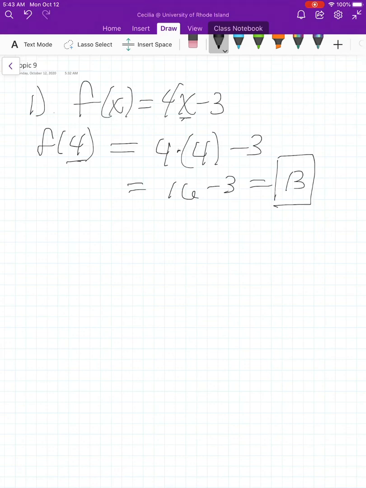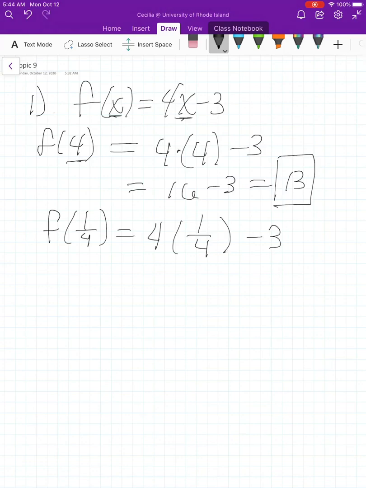The next question is find f of a quarter. So for this, we're just going to simply put in a quarter everywhere that there's an x. Again, this is just going to be our box holder. And now we're just going to perform the math. 4 times a quarter is 4 over 4, right? We multiply across. Or 1 minus 3, which is negative 2.